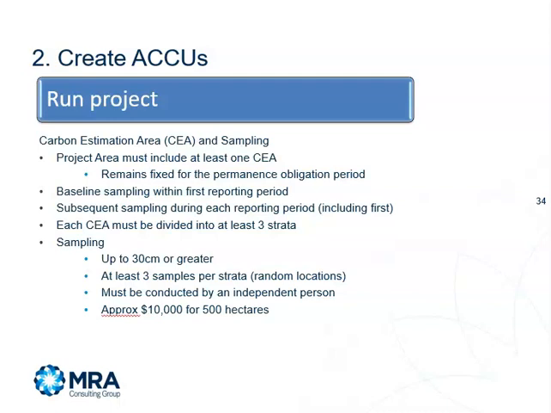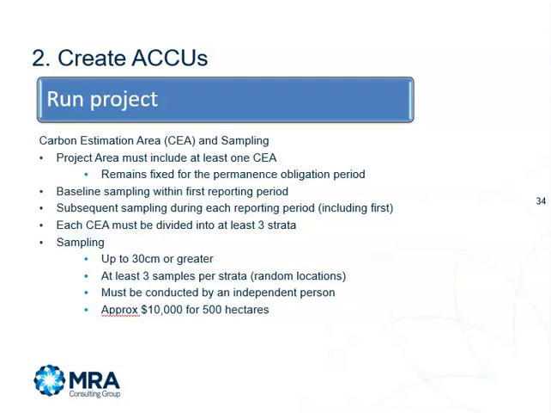The sampling rules are very strict. The baseline sampling round must occur within the first reporting period, and subsequent sampling rounds are to be carried out during each reporting period, including the first. Within your project area, you must include at least one carbon estimation area, which remains fixed for the permanence obligation period. Each carbon estimation area must be divided into at least 3 strata. Sampling must be taken up to 30 centimeters or greater, with at least 3 samples per strata at random locations. The sampling must be carried out by an independent person.